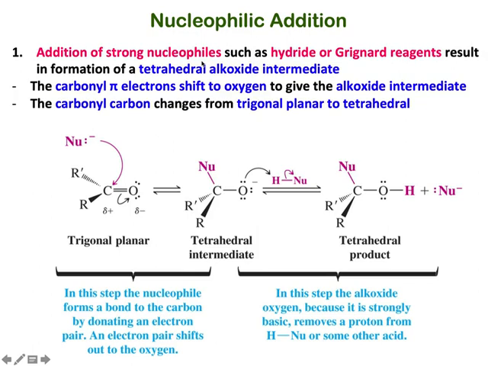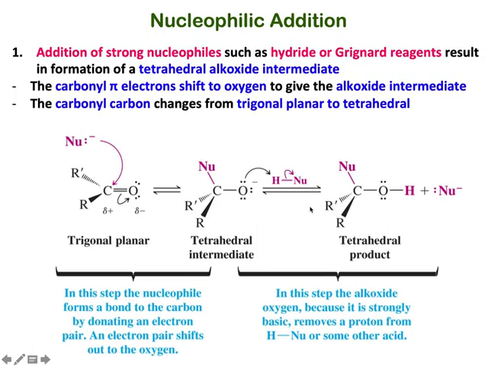As a result, the product is tetrahedral, formed from the alkoxide intermediate. The aldehyde or ketone contains a carbonyl pi electron, so that the electron will shift to the oxygen and give the intermediate product, which we call alkoxide. Only a strong nucleophile produces the alkoxide intermediate. As you can see here, this is the basic mechanism for nucleophilic addition.